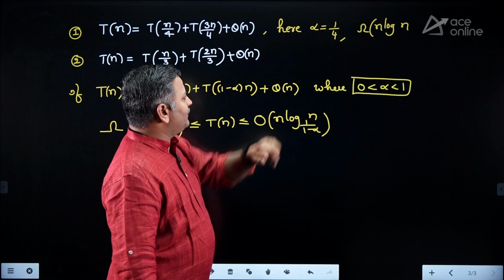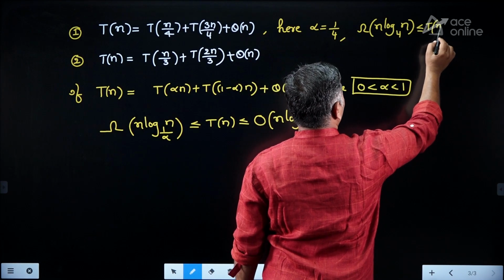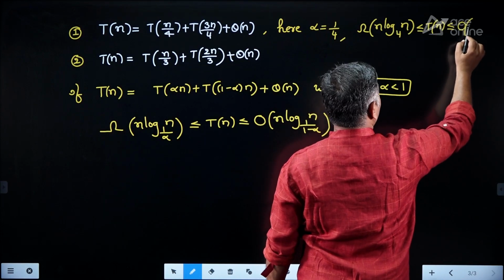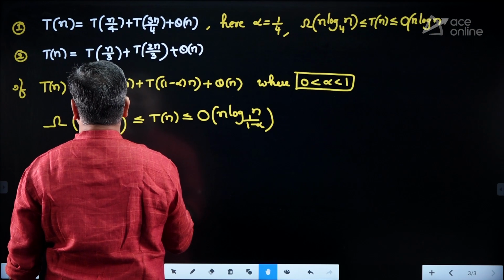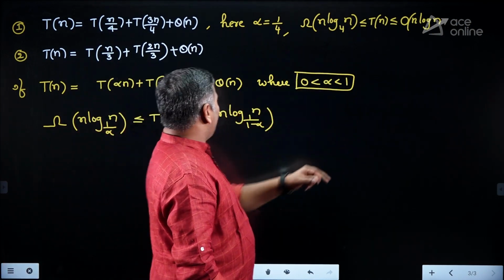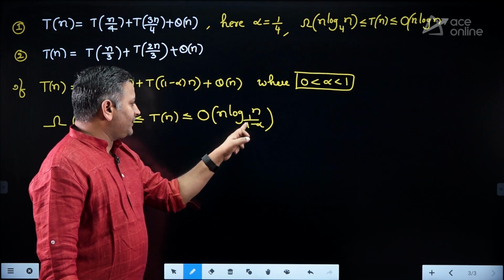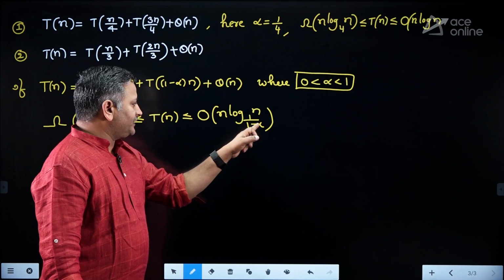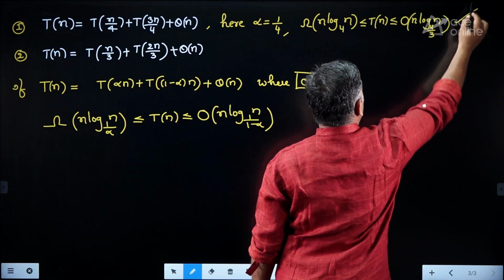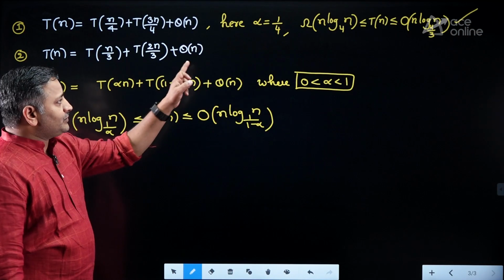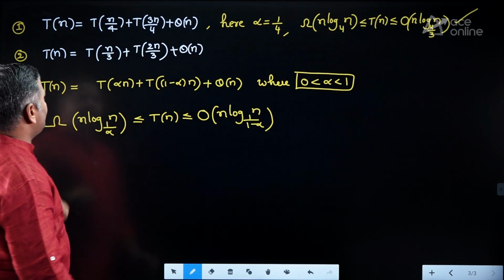Since alpha is equal to 1 by 4, 1 by alpha is nothing but 1 by 1 by 4, that is equal to 4, less than or equal to T of n, less than or equal to big O of n log n base 1 by 1 minus alpha. But alpha is equal to 1 by 4, right? So 1 by 1 minus 1 by 4, that is 4 minus 1, we can take 3, so it is 4 by 3. That is the answer for the first question. Minimum time is equal to n log n base 4 and maximum time equal to order of n log n base 4 by 3.